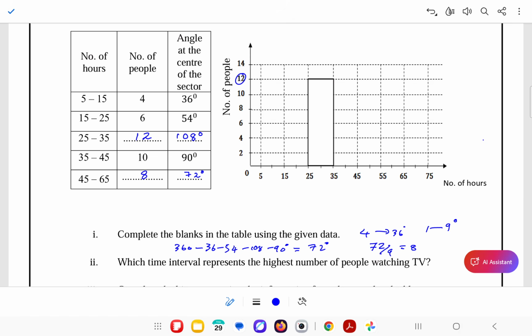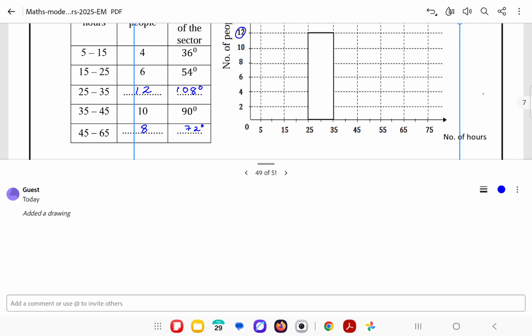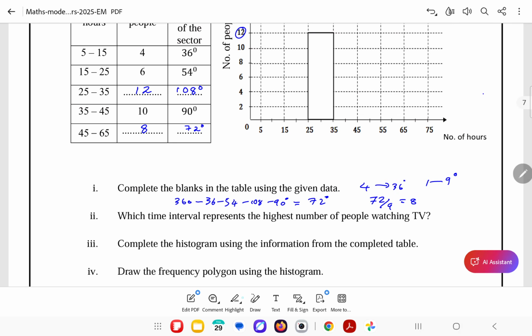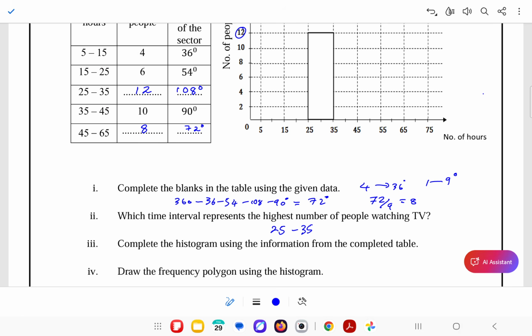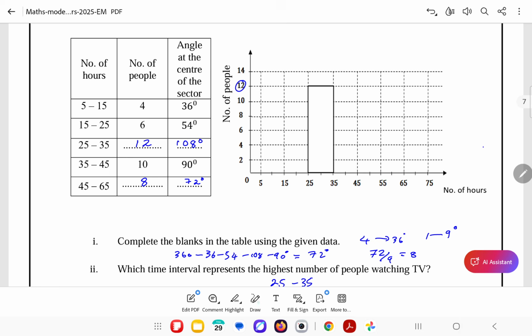Now what to do? We need to find which time interval represents the highest number of people watching TV. 25 to 35. So the answer is 25 to 35. Next, complete the histogram using the information from the completed table, right?